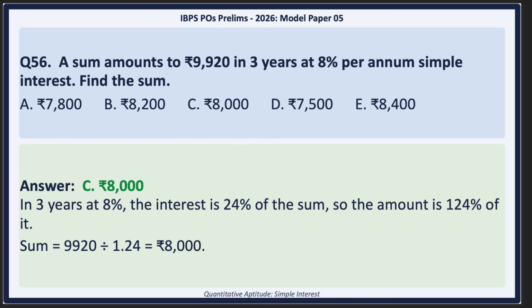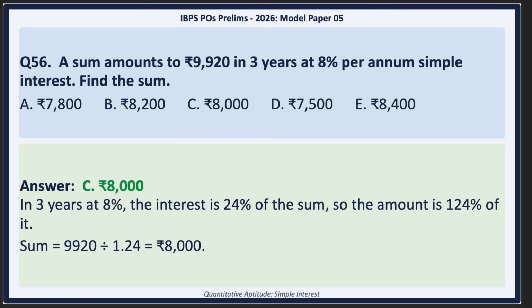First, we have the financial mysteries, questions 56 and 61. Question 56 says a sum amounts to 9,920 rupees in 3 years at 8% simple interest. What is the trick here? Okay, don't get bogged down in the traditional simple interest formula. Think conceptually. Conceptual, okay. 8% a year for 3 years is 24% total interest. That means the final amount is 124% of the original sum. So 9,920 divided by 1.24 gives you the original 8,000 rupees.